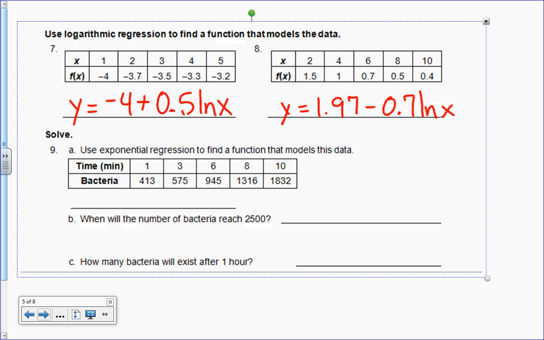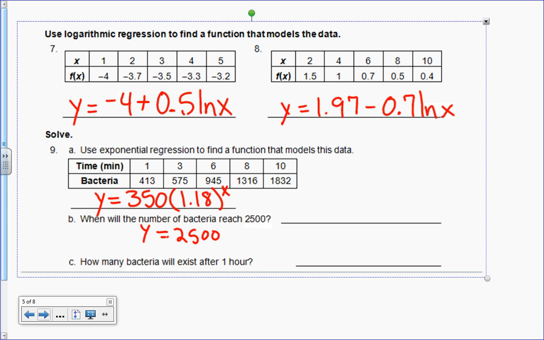So the first thing we need to do is write down the function. Well, the a value is about 350, so we got y equals 350 times, the b value is about 1.18, so 1.18 to a power of x. Now, the question is, when will the number of bacteria reach 2,500? Now, bacteria are the y value, so I want to know the time when the y's equal 2,500.